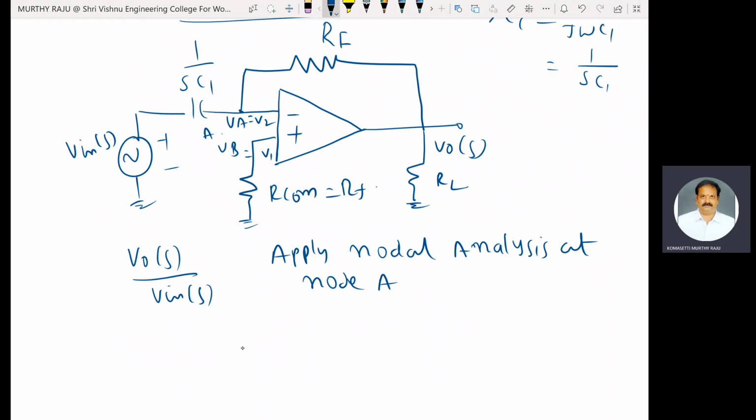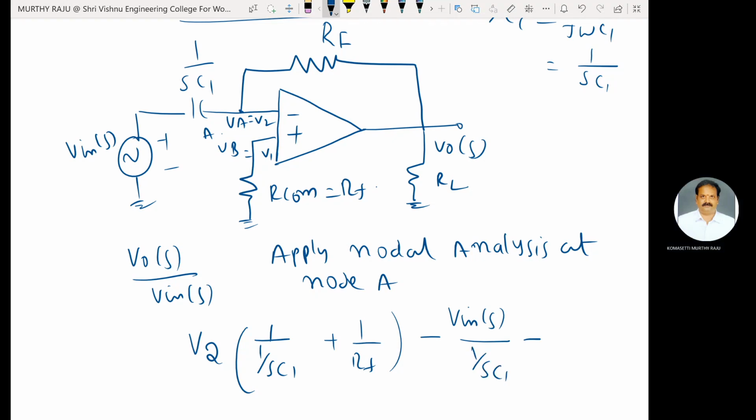The node A voltage is VA or V2. Therefore, V2 into what are the admittances connected to that V2? 1 by SC1 and 1 by RF. These are the admittances, minus adjacent node voltage Vin of S by another admittance 1 by SC1, minus another adjacent voltage V naught of S by RF is equal to 0.